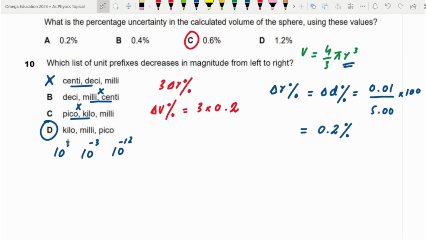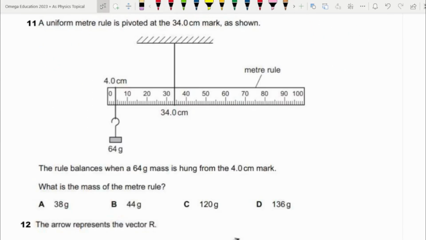For question number 10, we need to arrange the prefixes from left to right in their decreasing order. So kilo is the highest one among these three, milli is less than kilo, and pico is even less than milli. And in all the other options, the order is not decreasing.